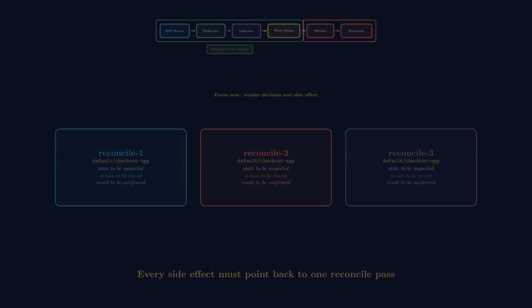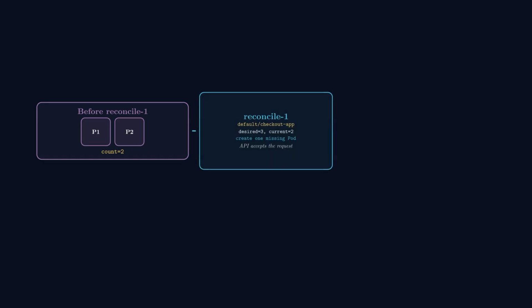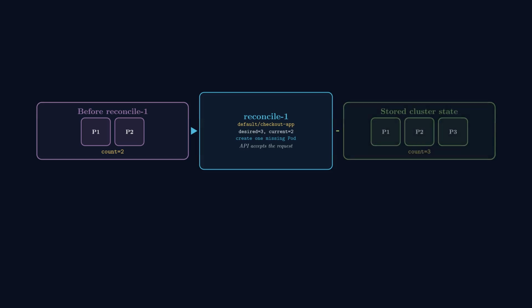Reconcile 1 begins when only 2 pods are running. The desired count is 3, so 1 pod is missing. The controller sends one create request, and the API server accepts it. Pod 3 is stored successfully, but the reply is delayed and never reaches the controller.